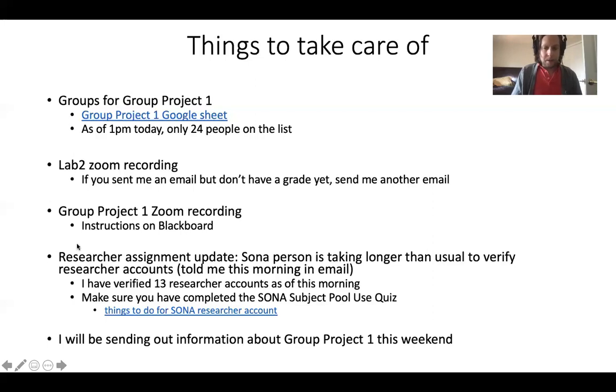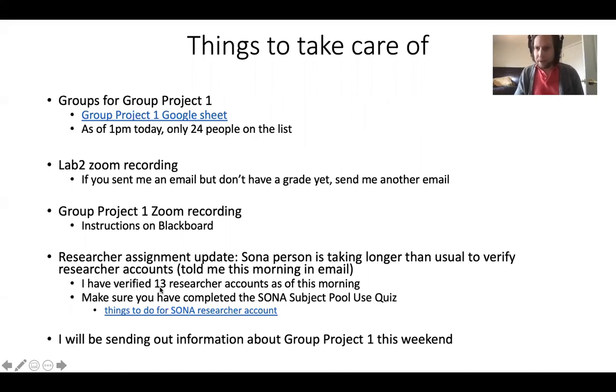He said he will try and get on it extra quick because I nudged him nicely to try and speed up a little bit. So hopefully he'll be able to get those done this weekend. But please make sure, I have given points on Blackboard for the 13 students who I do have researcher accounts. You get a 10 out of 10 if you have a researcher account.